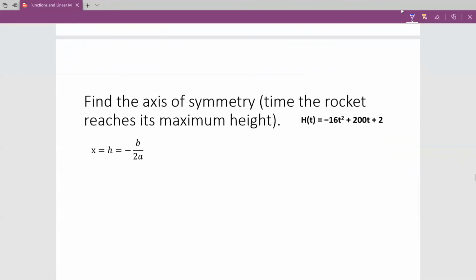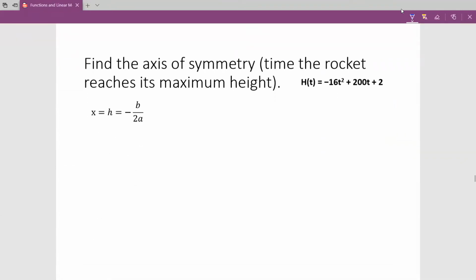Now, let's find the axis of symmetry, which is the time the rocket reaches its maximum height. The axis of symmetry is -b over 2a, which is -200 over 2 times -16, which is 6.25. So at 6.25 seconds, the rocket reaches its maximum height.